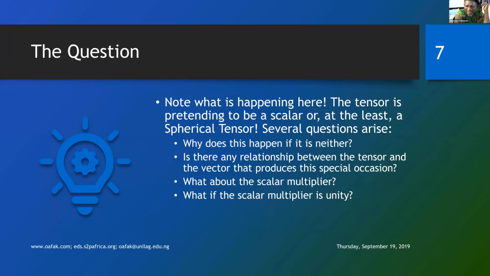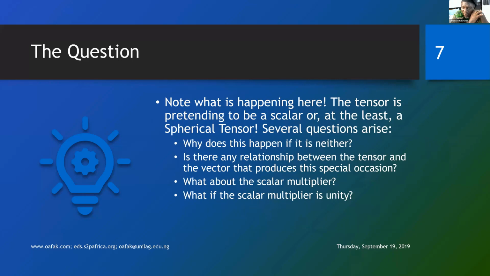Let me go back, let me rewind. What are we facing here? I give you a tensor, and that tensor is not an identity. It's not a spherical tensor. It's not a rotation. It's just an arbitrary tensor. And I give you a vector. I say, okay, can you give me the transformation? And when you give me the transformation, the answer you get is simply a linear multiple of the vector. And it happens.